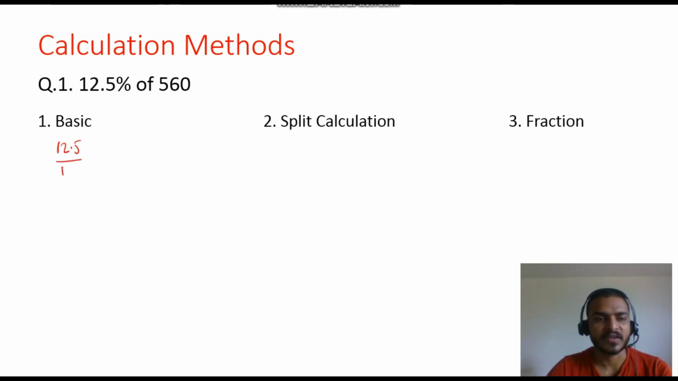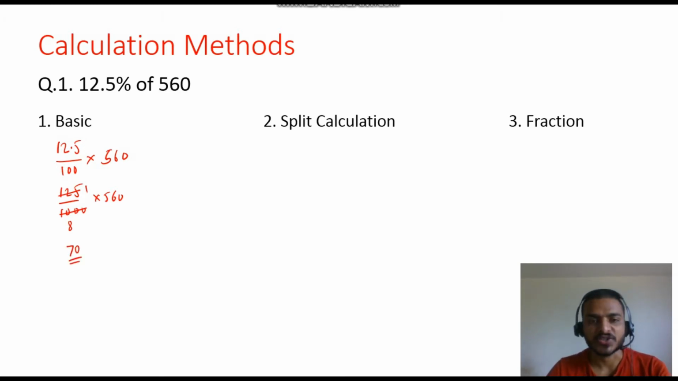12.5% is divided by 100 of 560, right? Now if you solve this further, it becomes 125 by 1000, I'm taking care of the decimal here, into 560, and then I can cancel 125 with 1000 by 8s. So 560 by 8 will be 70. So that will be the method of basic calculation.